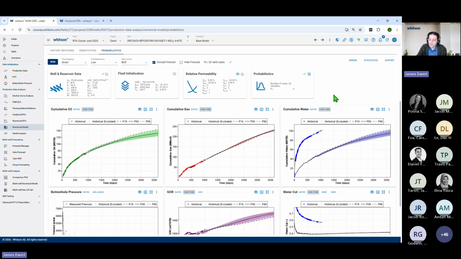So for today, that was what we prepared for. And what we did was we looked at the overall layout of Whitson. We talked about fields, we talked about projects, we talked about wells and scenarios. We talked about how having a naming convention for our scenarios is really helpful because as we start to do more and more analyses, as our team would do a lot more, it can get pretty muddled.